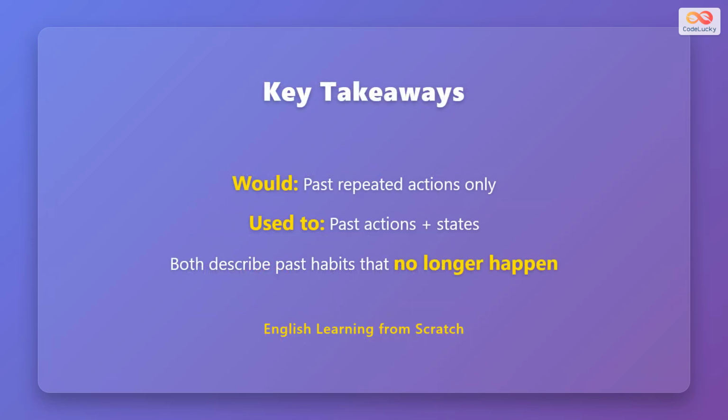Remember these main points. Would shows past repeated actions only. Used to shows past actions plus states. Both describe habits that no longer happen. Practice mixing them correctly, and you master past habits in English.